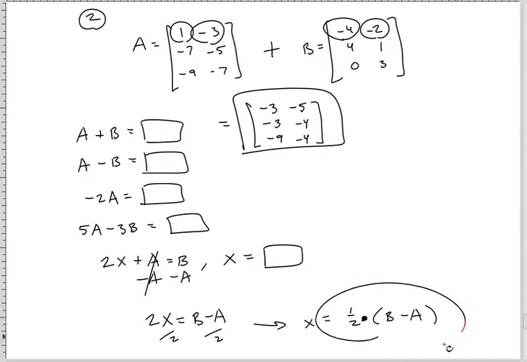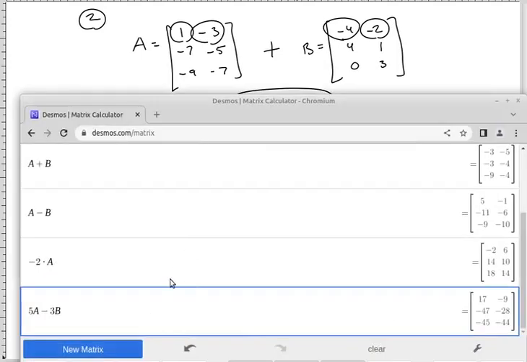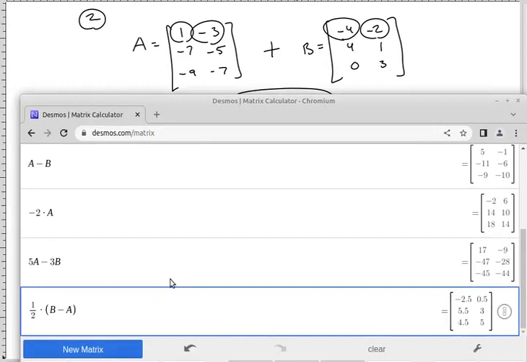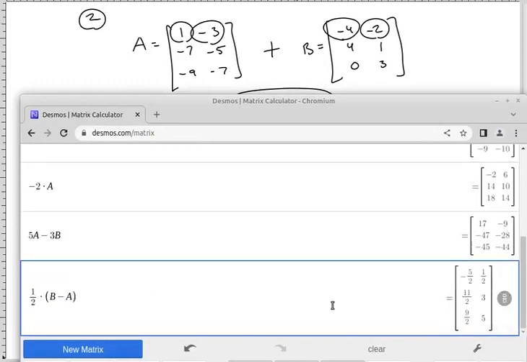So this is my equation. That big dot is supposed to be a times sign. So x equals 1/2 times B minus A. And yes, they look like they could have fractions. That is totally possible, and definitely okay. That's just part of it.